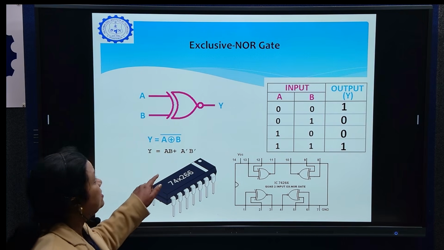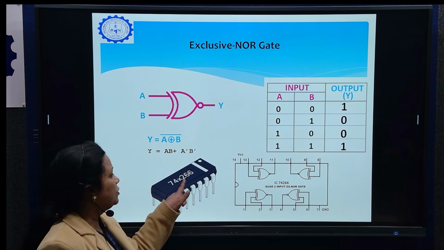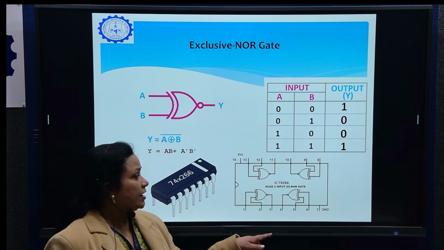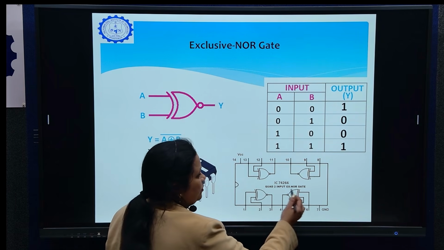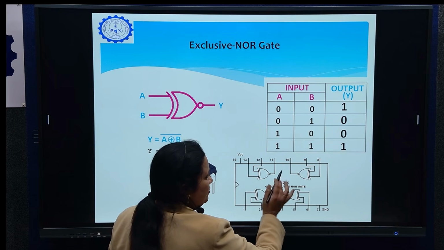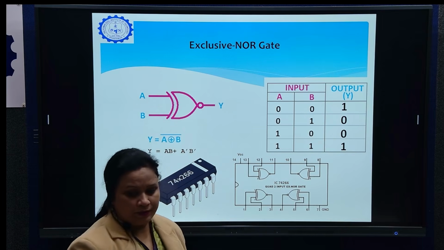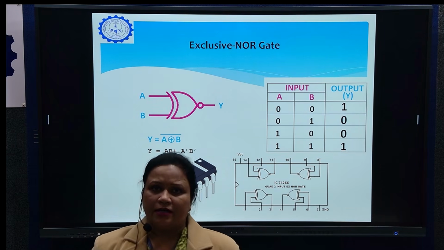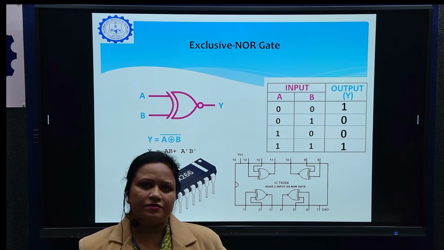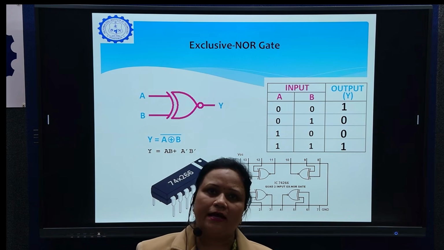Now the IC number for XNOR is 74266 and this is how that IC looks like. This one gate is oriented from left to right, this from right to left, again right to left and here left to right. So these were all the basic gates, the derived gates, and amongst these we have studied both universal gates, NAND and NOR.